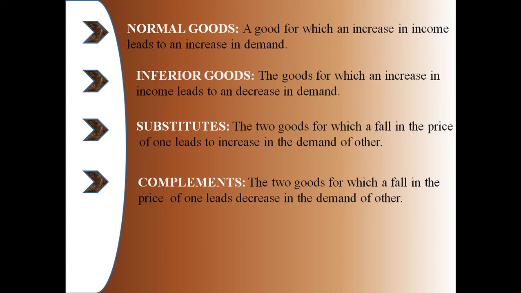In case of complements, two goods for which a fall in price of one leads to decrease in demand of other. For example, computer and software. सॉफ्टवेयर कंप्यूटर्स में यूज होते हैं, तो अगर कंप्यूटर का प्राइस फॉल होगा तो उसका डिमांड इंक्रीज होगा। Along with that, सॉफ्टवेयर का डिमांड भी इंक्रीज होगा बिकॉज दे बोथ कॉम्प्लीमेंट ईच अदर। एक चीज खरीदने जाओ तो दूसरी भी आपको खरीदने की जरूरत है। Here demand curve will shift to the right.